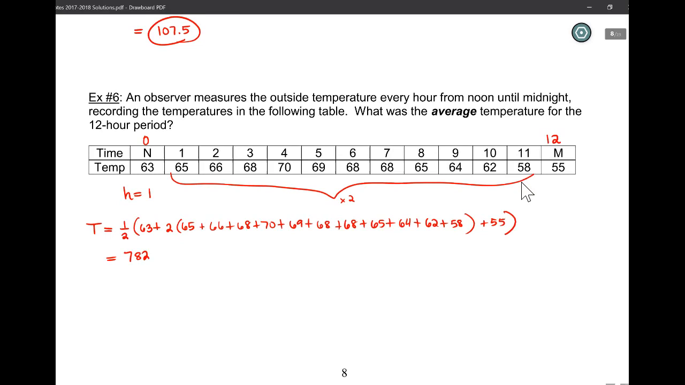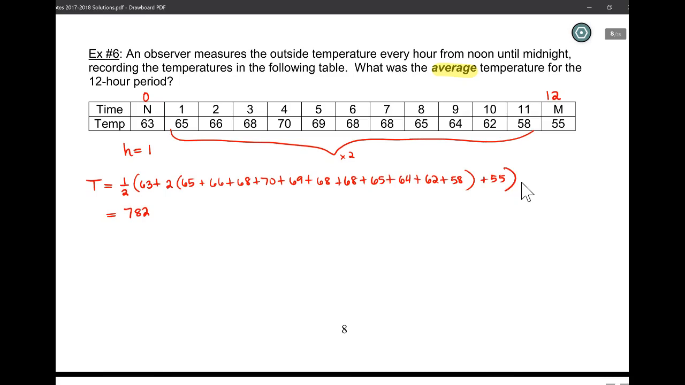So notice that we asked for the average temperature. So the average temperature, we want to divide 782 over the total number of hours that it was. So when we talk noon to midnight, so for 12, so we get about 65.167 degrees.